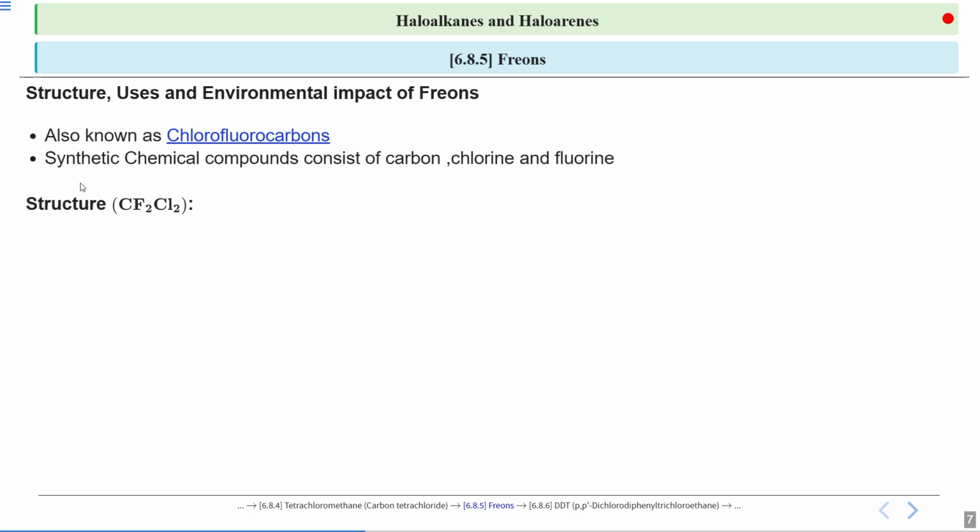If we talk about the structure of freon, the molecular formula of freon is CF2Cl2. This is a single-carbon compound, where two valencies are occupied by fluorine and the other two valencies are occupied by chlorine. So one carbon is attached to two chlorine atoms and two fluorine atoms. That is why we call it chlorofluorocarbons, or more commonly freons.